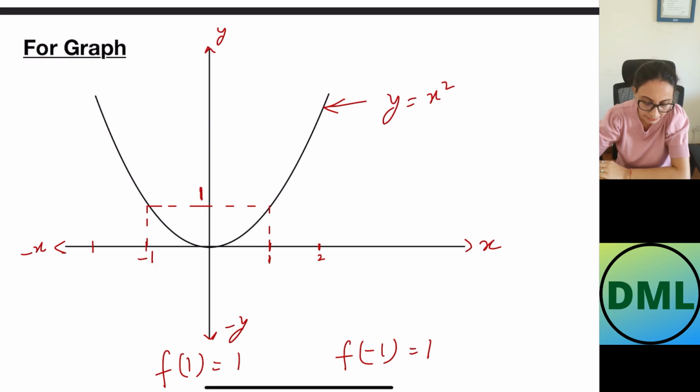For two values in the domain, I am getting only one range here. f of 1 is 1. f of minus 1 is also 1. Two elements are mapped with one element in the range. So this is called your many-to-one function.